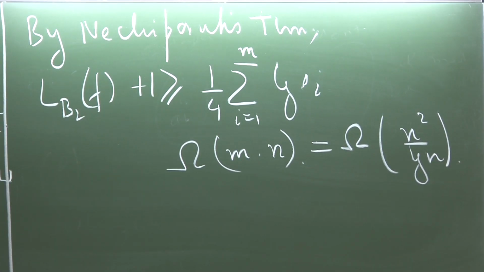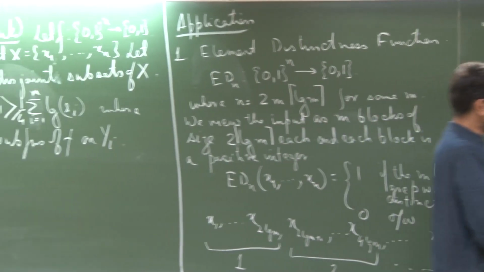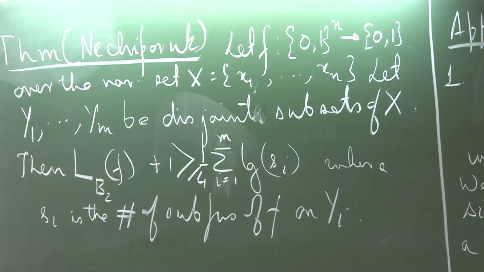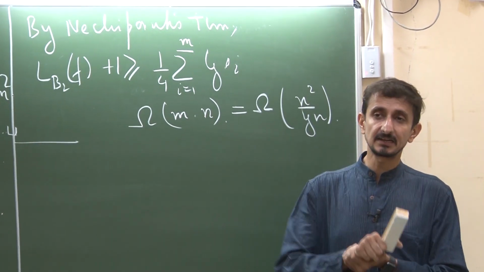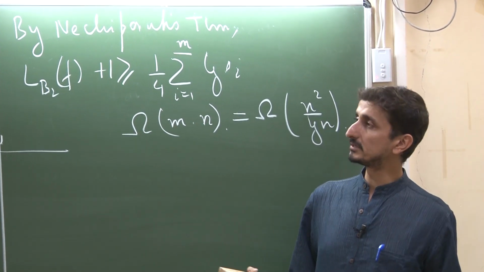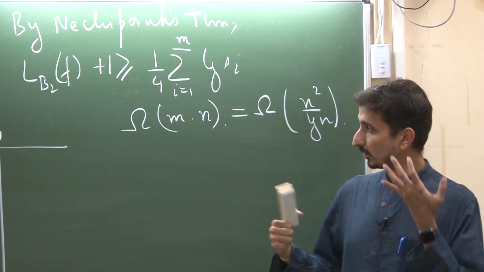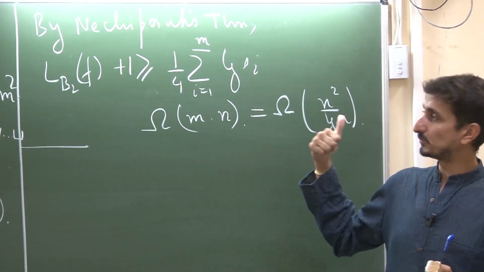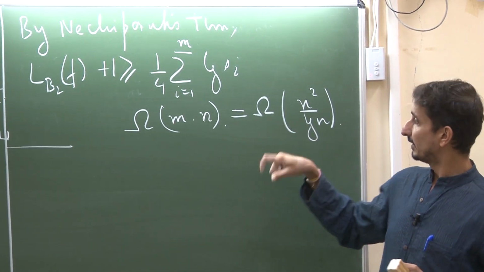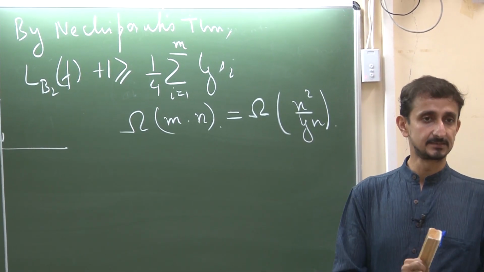Now, this is a lower bound that we get using this theorem. Now, what can we say about an upper bound on this function, the element distinctness function? In other words, can I construct a formula for this function? What we will show is that this bound is actually a tight bound. In other words, we can construct a formula which has the same size.